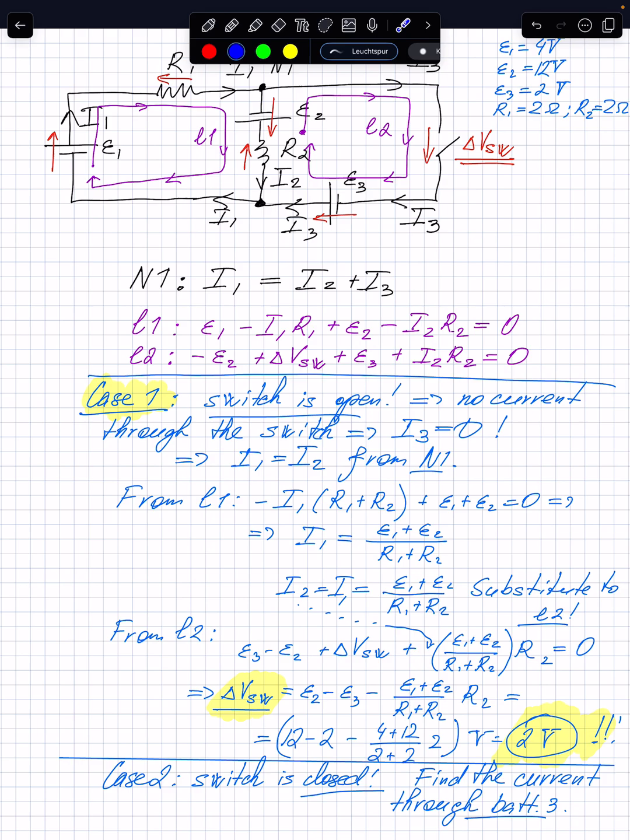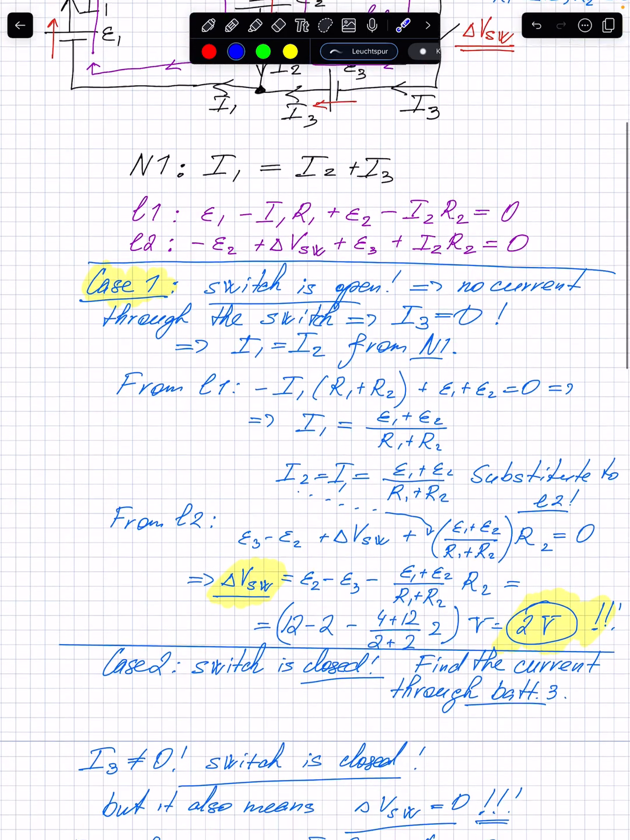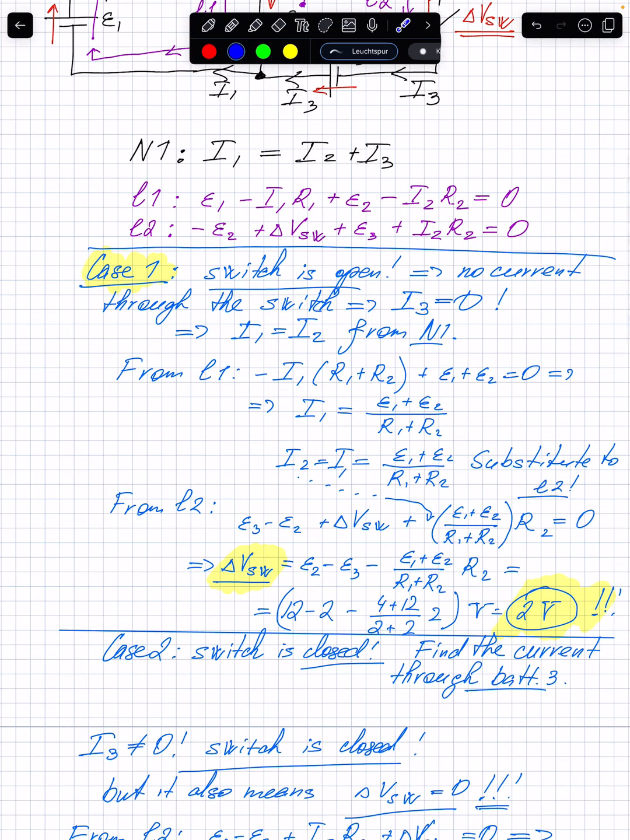Let's substitute this fact into equation L1. Here we had I1 and I2, but we know that they're equal to each other. Instead of I2, let's substitute I1 and simplify equation L1. We will obtain the following equation, from which we immediately will be able to find I1. You can substitute the numbers at each point of these calculations. I'm not substituting the numbers until I get the final result, but again, you can substitute the numbers over here.